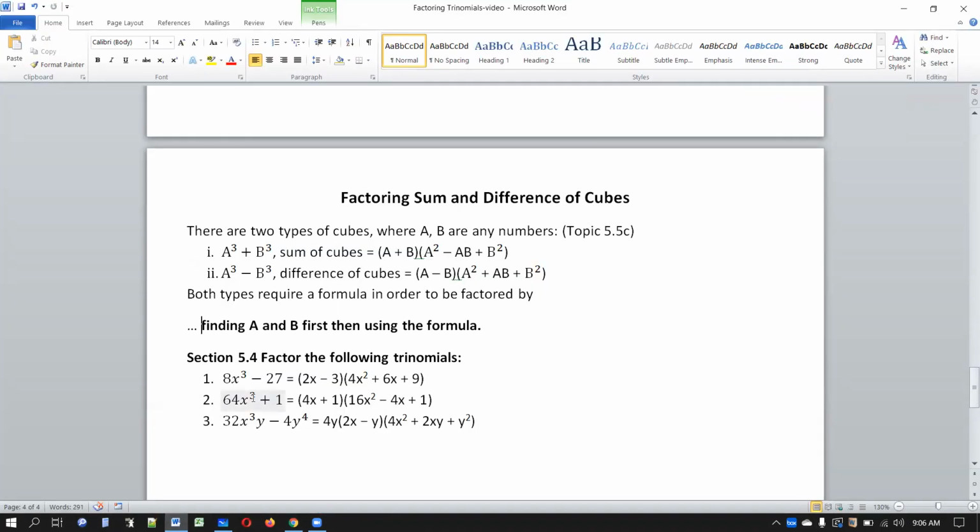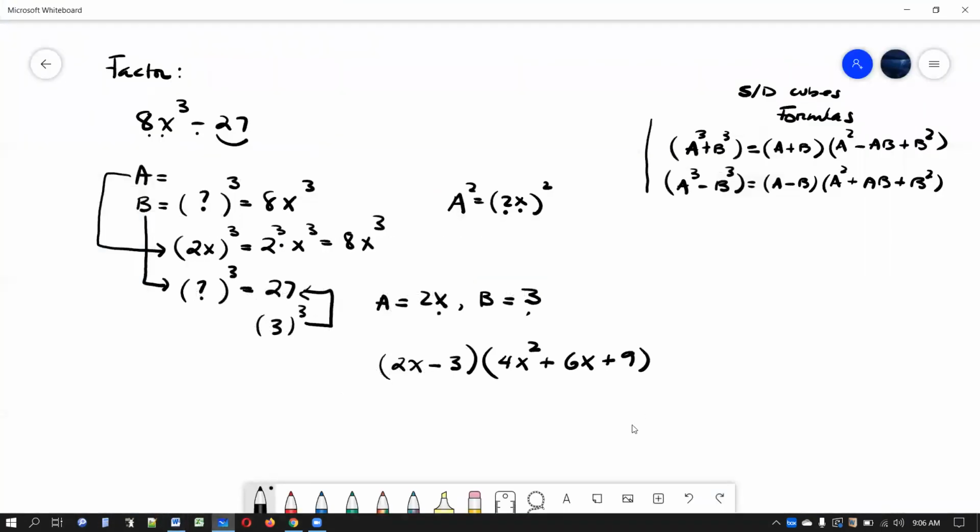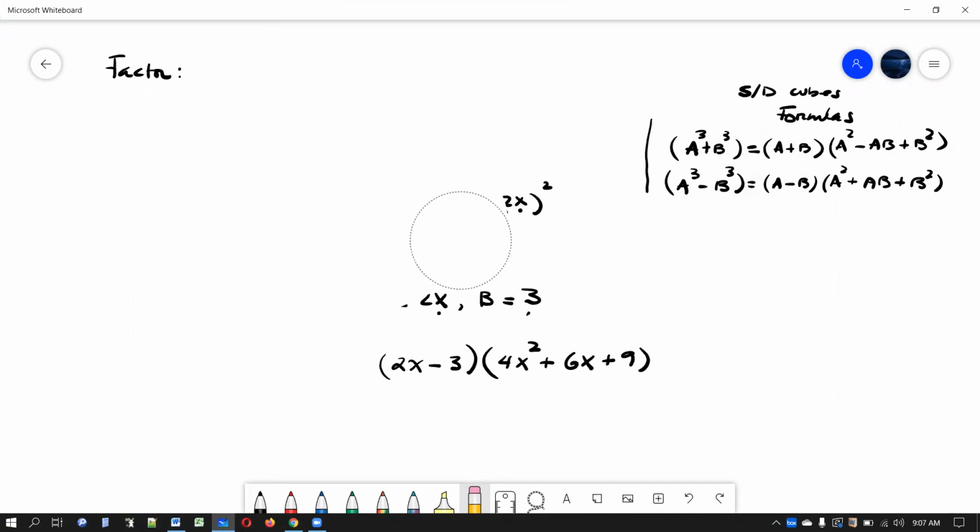Let's do the next one, which is 64x cubed plus 1. I am going to erase this because I want you to see the formula here. The formula is on the right. So let's just erase this for now.